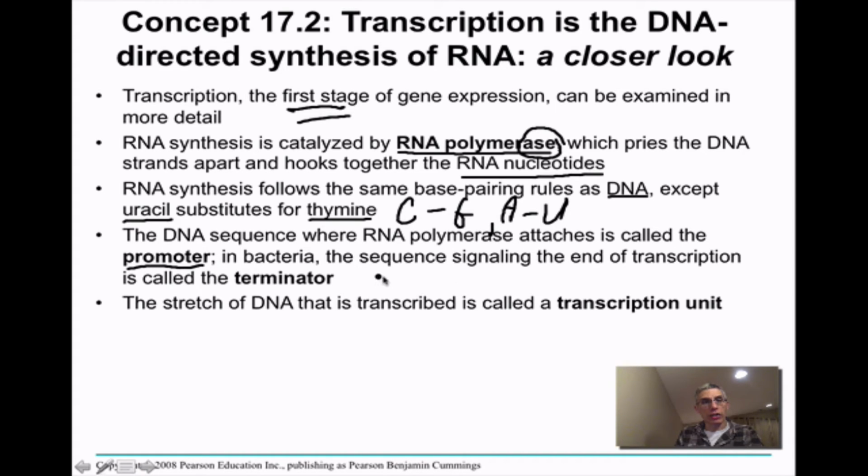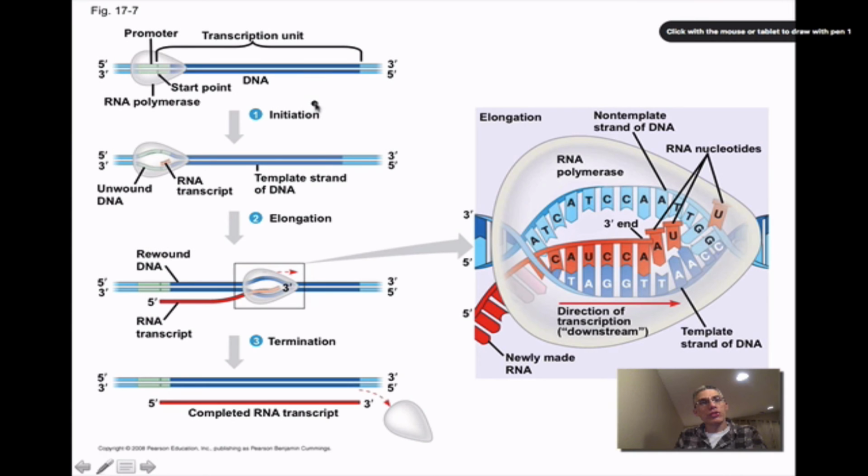Now in bacteria, the sequence signaling the end of transcription, in other words, finishing up the creation of that messenger RNA, is actually going to be called the terminator end of that molecule. So the stretch of DNA that is actually transcribed is called a transcription unit, again, sometimes called messenger RNA. So the diagram that you see here is going to illustrate what we had just mentioned.